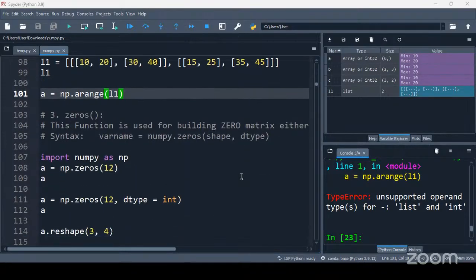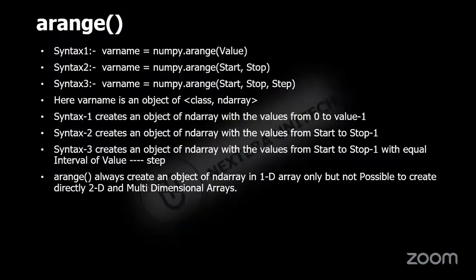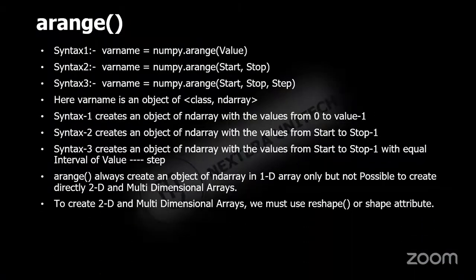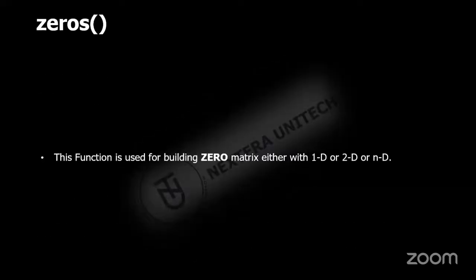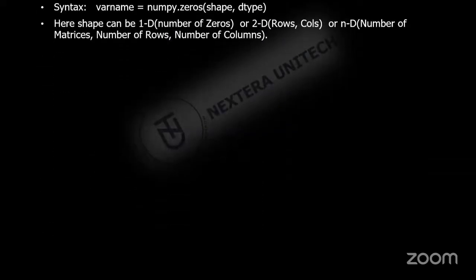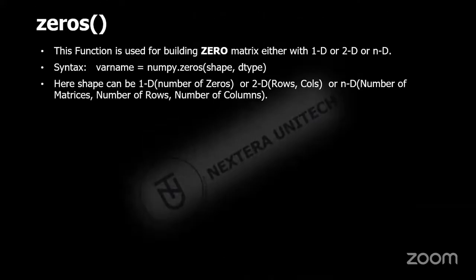Let us go with the third function, that is zeros. What is the purpose of this zeros function? Let us understand now. The zeros function will help us build a zero matrix. It helps us build a zero matrix of either one dimension, two dimension, or n dimension.